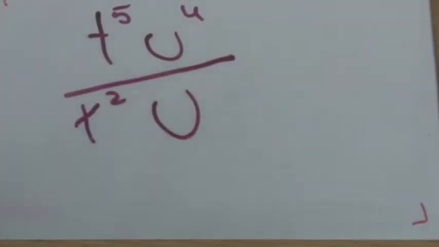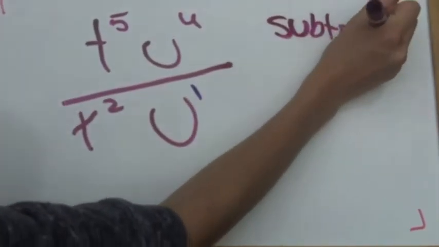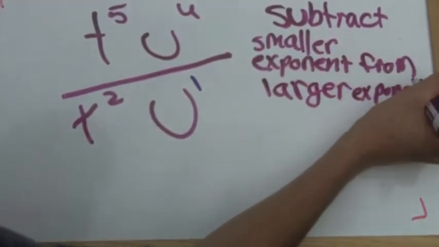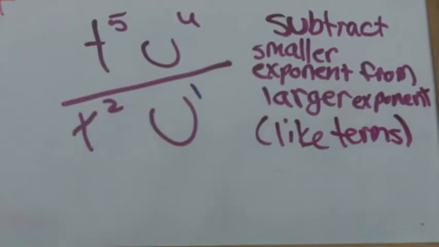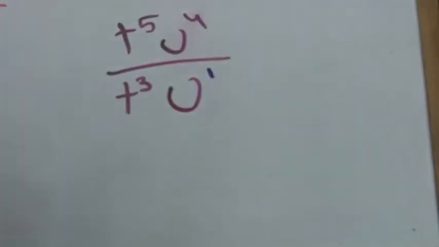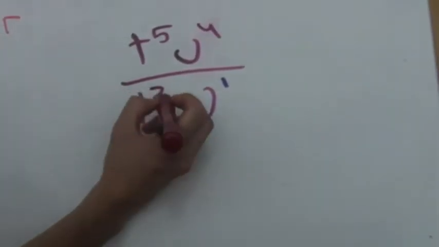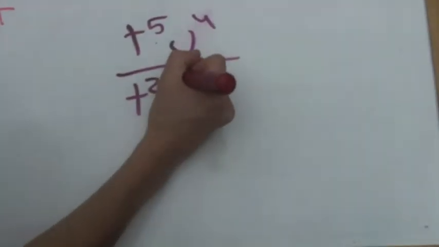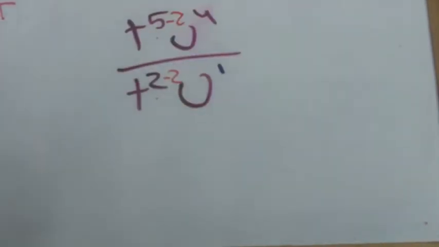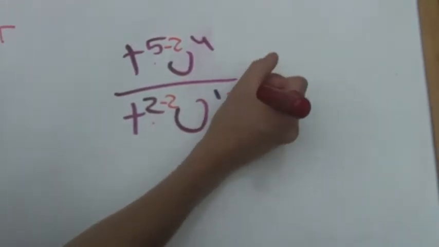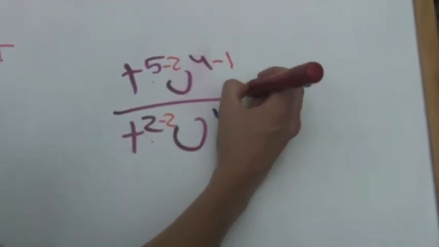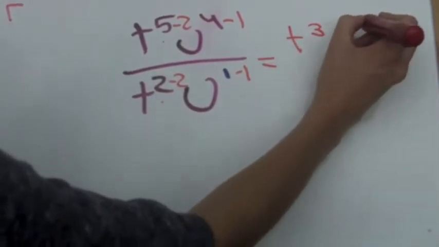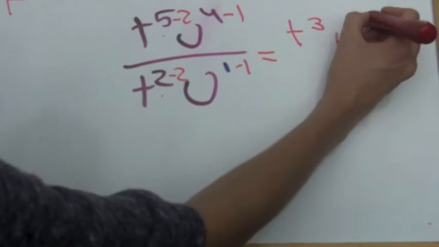When we divide terms with exponents, we subtract the smaller exponent from the larger exponent of like terms. In this example, because 2 is smaller than 5, we can subtract 2 from both the top and the bottom. And because 1 is smaller than 4, we can subtract 1 from the top and the bottom. We're then left with t to the third, u to the third, over 1.